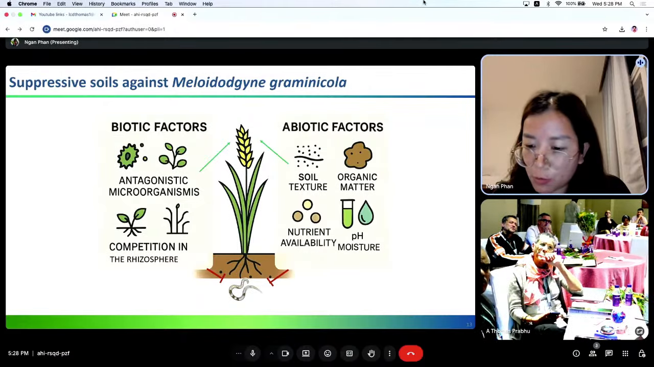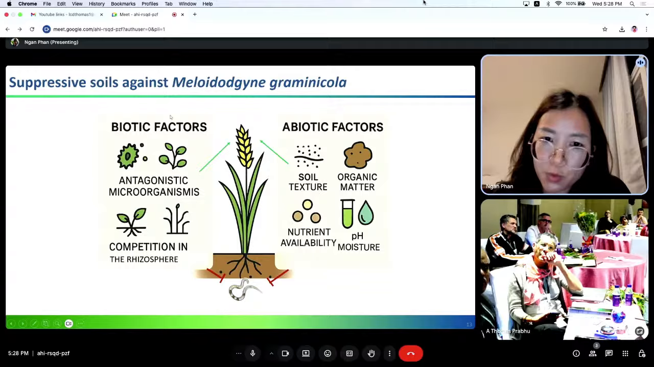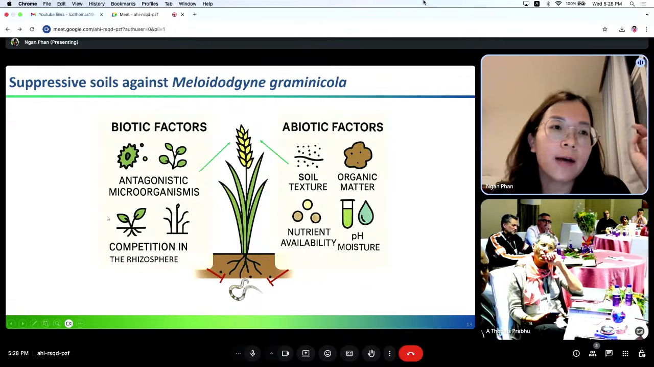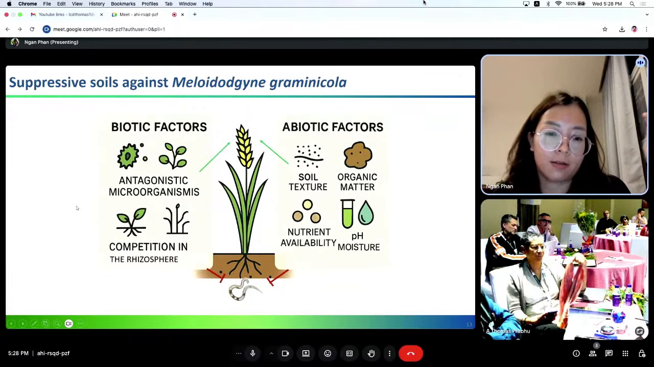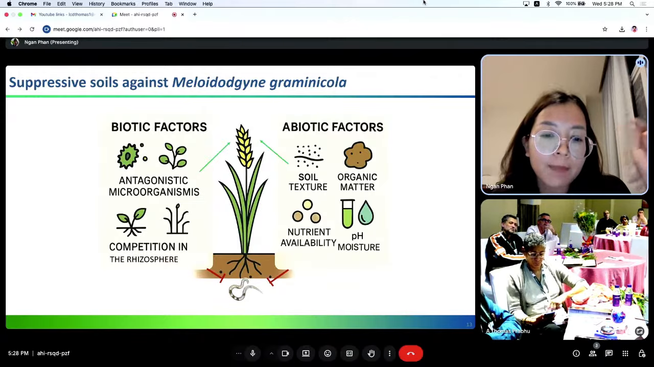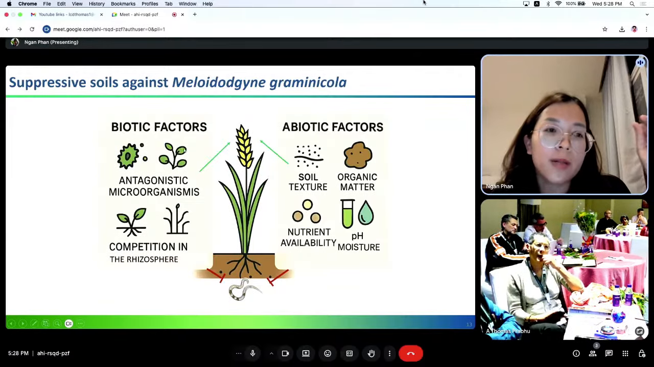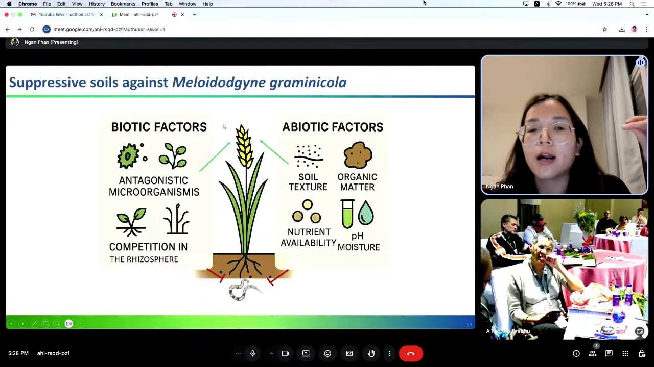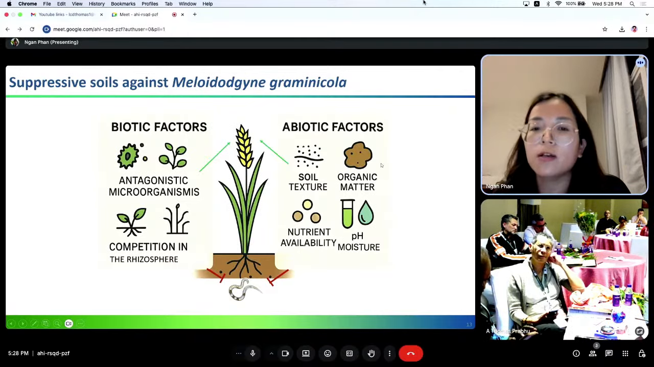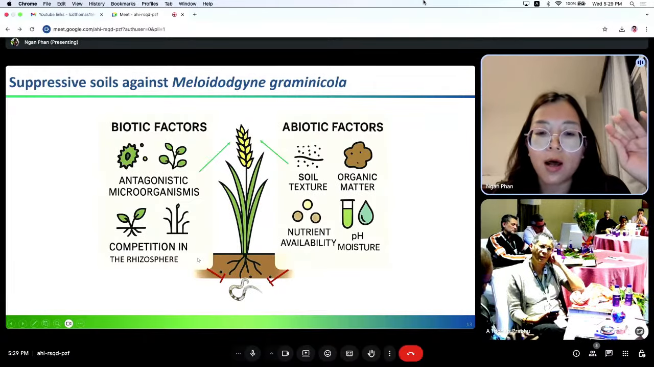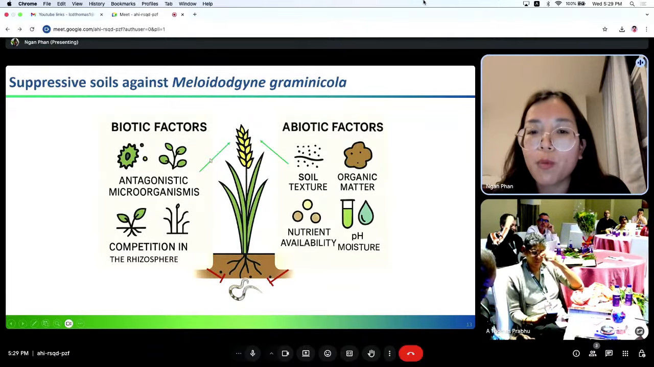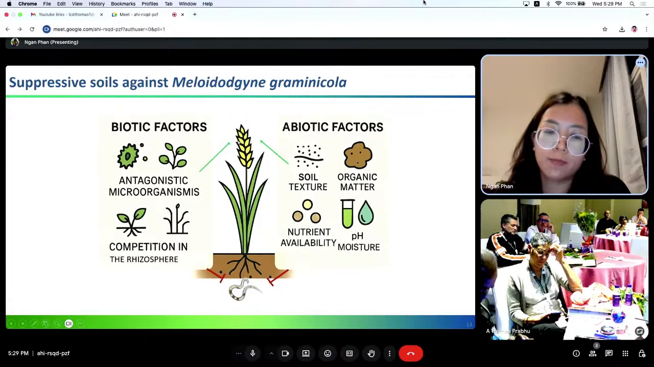before infection of the plant, the nematodes are moving through the soil, and there are soils that can be suppressive against the plant parasitic nematode. So the suppressiveness of soil can be considered. There are biotic and abiotic factors that can help to suppress the plant parasitic nematode and can promote plant growth.